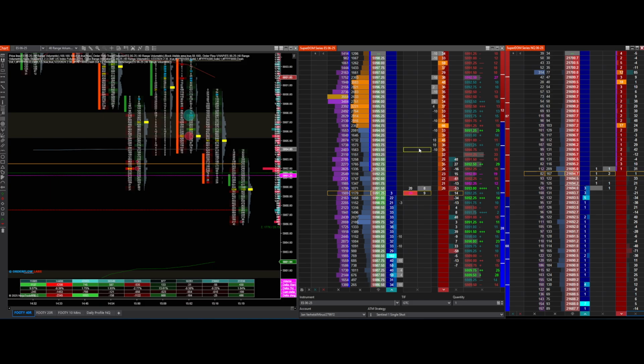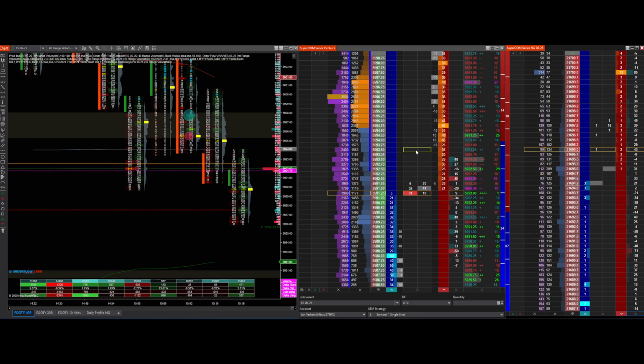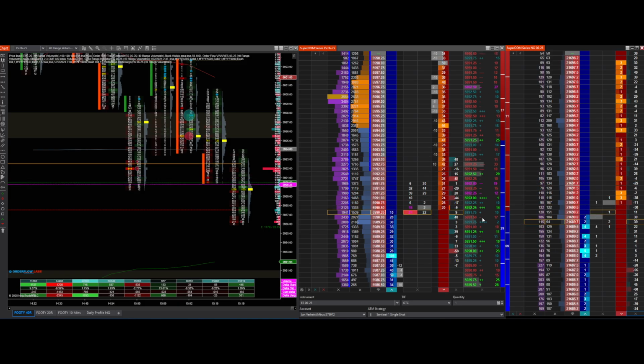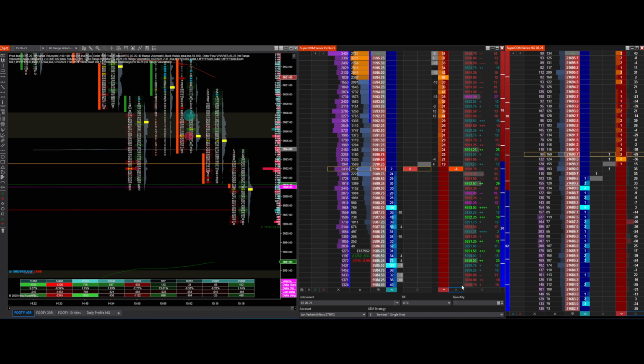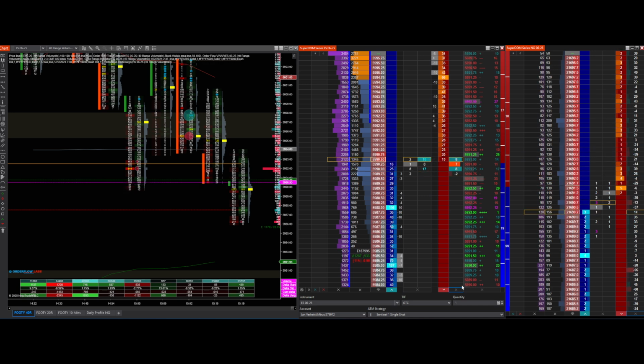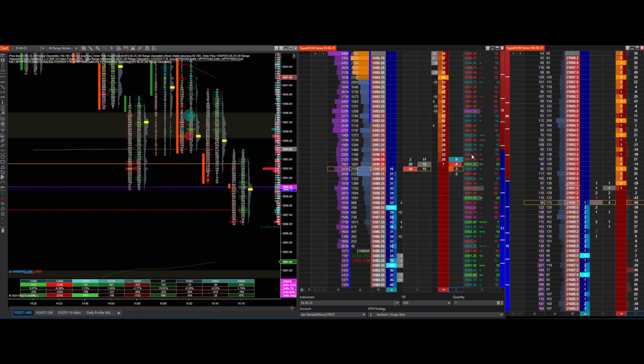So and in here I have the very small time frame footprint, and my time and sales, and a delta volume profile that I reset every couple of minutes just to see delta at price building inside the range.